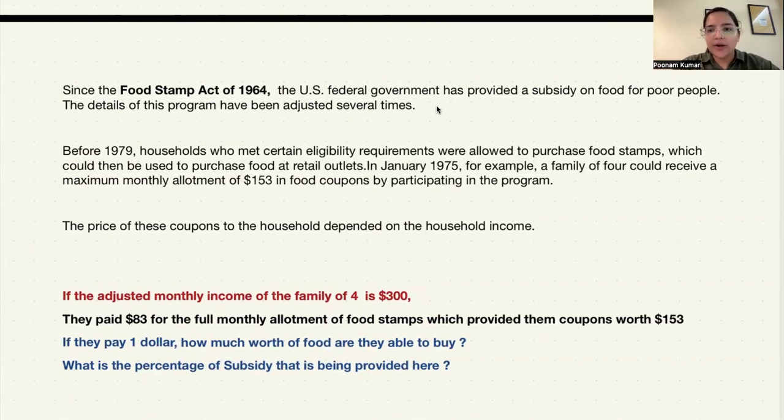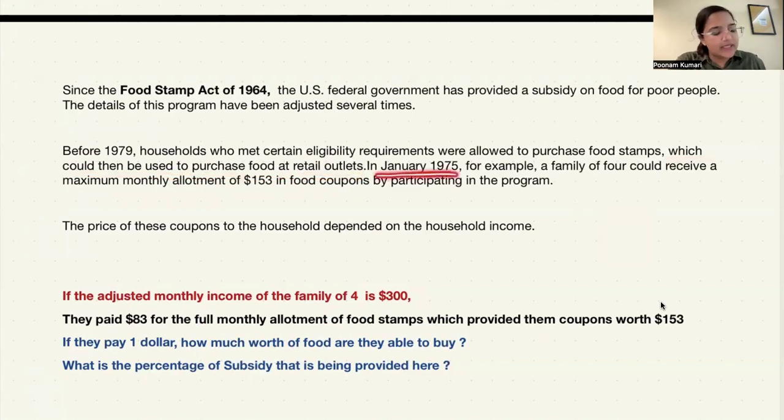All right. So what are those benefits? So if people have food stamps, which could then be used to purchase food at retail outlets. So if you have, let's say, a stamp of this format, if you have that stamp, it allows you to purchase food at retail outlets.